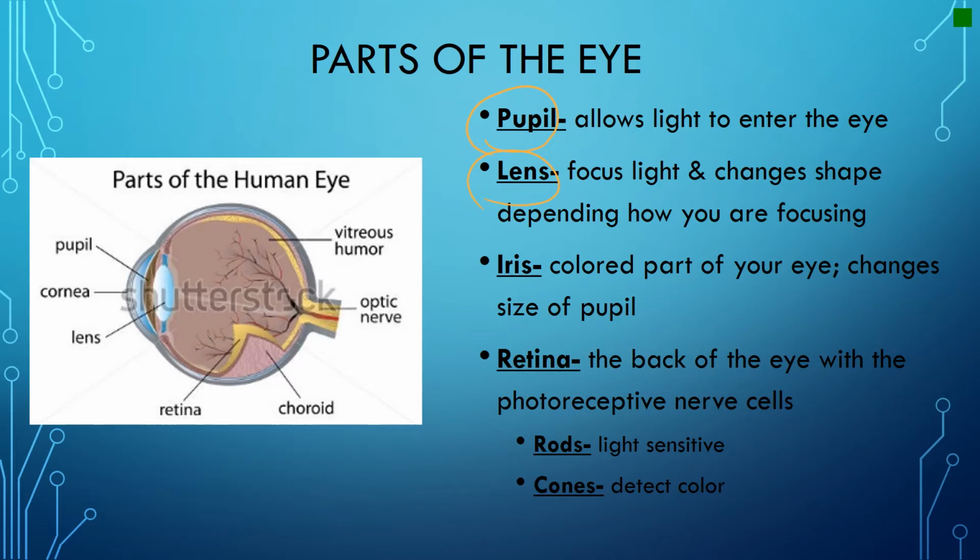Now, how you can tell that your lens is changing is if you hold out a book far at arm's length and try to read it, versus if you move it right next to your eyes and try to read it, you'll notice that transition, and that's the transition of the lens changing its shape.